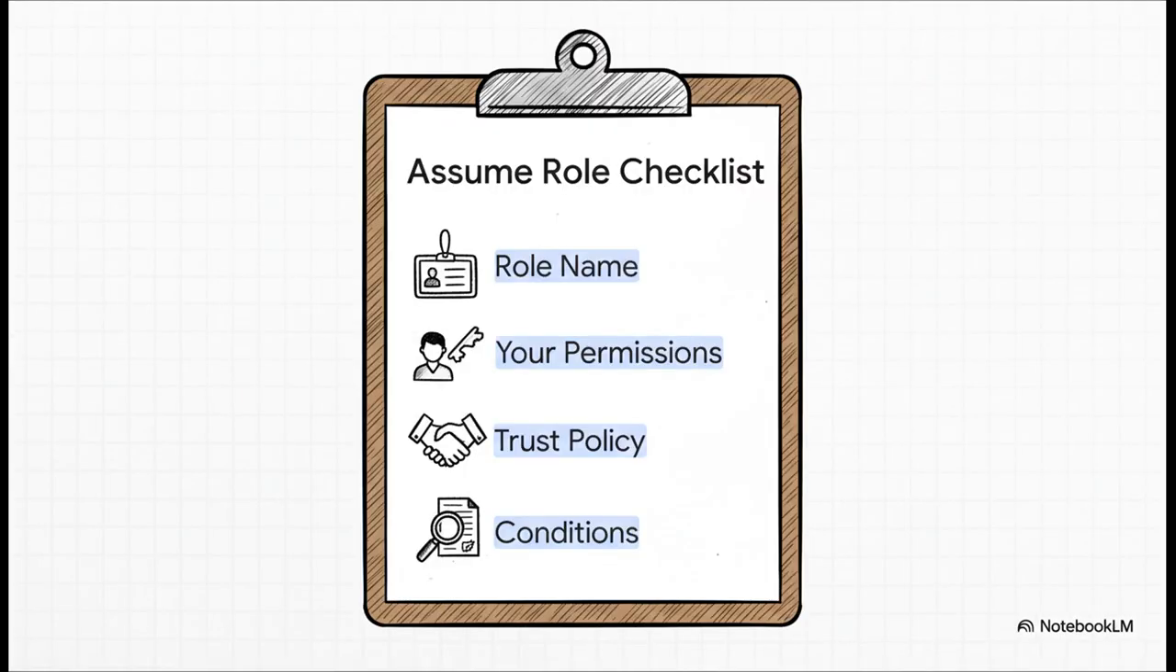Don't worry, here's your checklist. Run through these every time. First, the simple stuff. Did you spell the role name right? Remember, it's case sensitive. Next, check your own user permissions. Does your policy actually allow you to perform the STS assume role action? Then, and this is the big one, you have to check the role's trust policy. This is the document that says who is allowed to assume it. Is your user or your account listed as a trusted principal? And finally, check that trust policy for any conditions, like an IP address restriction that you might not be meeting.